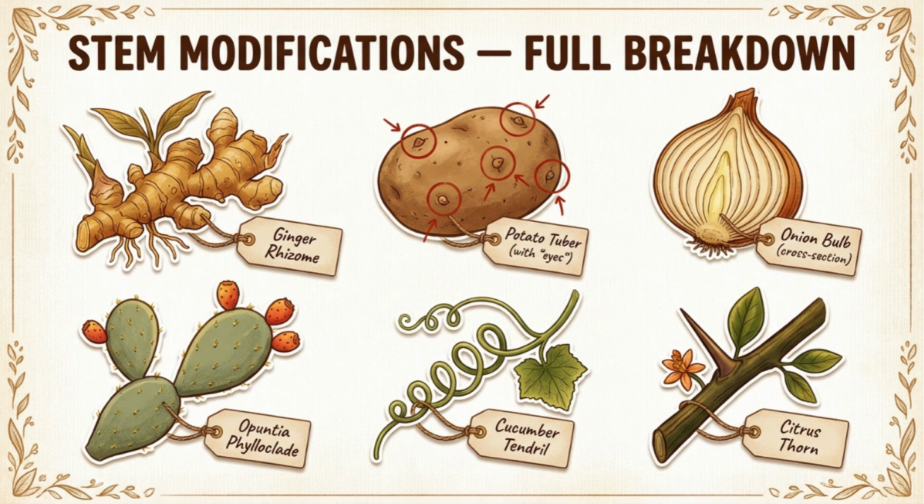Thorns. Citrus and bougainvillea have thorns arising from axillary buds. Don't confuse these with prickles, like in rose, which are just outgrowths of the epidermis with no vascular tissue. Thorns have vascular supply, prickles don't.